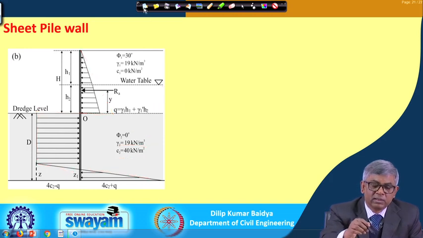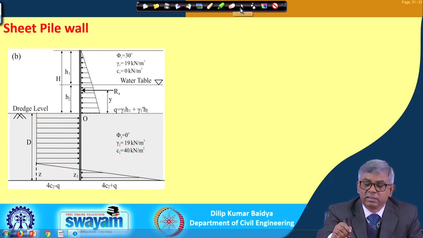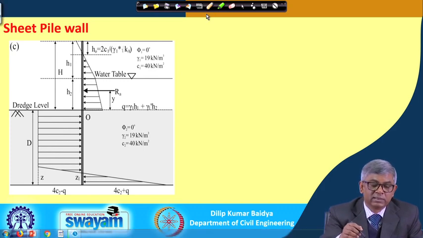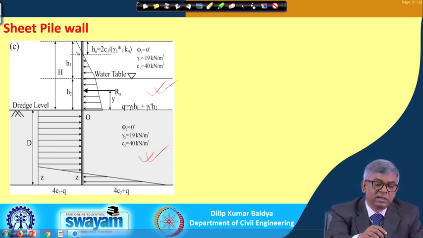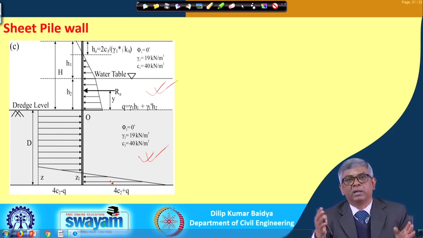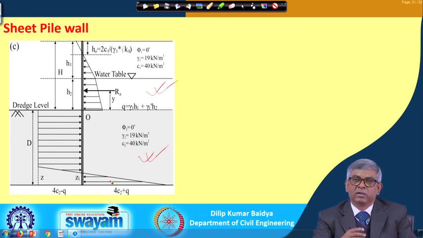So, this is one. Next, this is another one, where you can see that above dredge level it is c soil, and below dredge level also c soil. So, the typical pressure diagram will be something like this. Again, in a similar way to what I have done before, the pressure equilibrium, force equilibrium, then moment equilibrium, then formulate the equation and solve for D. So, that also can be done.